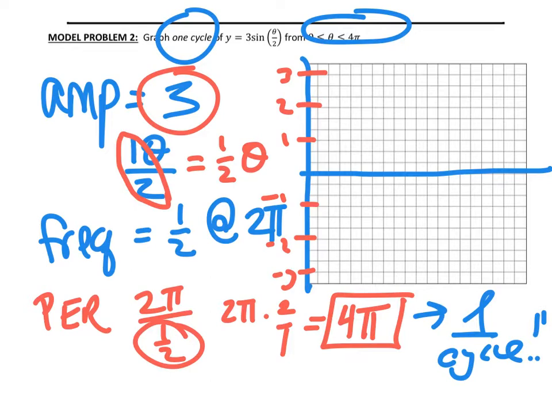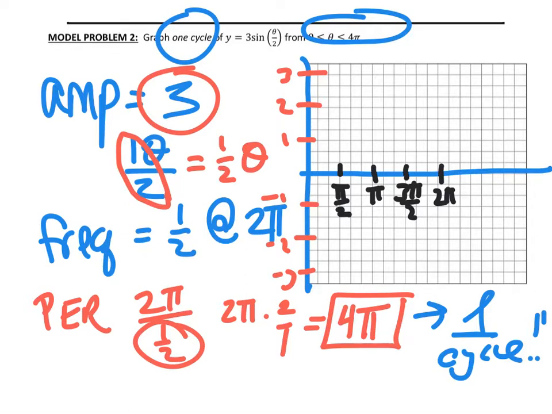Okay, now I get a little sneaky on the x-axis. I have to count to 4 pi. So typically we count to 2 pi. It's very simple. We're just going to count to 4 pi. So I'm going to go, there's my pi over 2. There's 1 pi. 3 pi over 2. 2 pi.